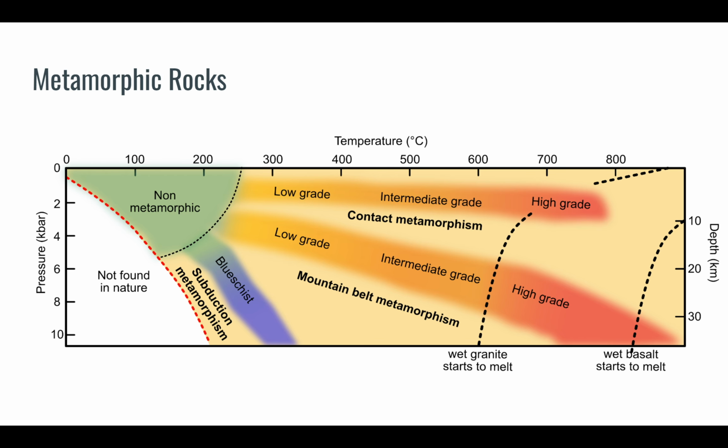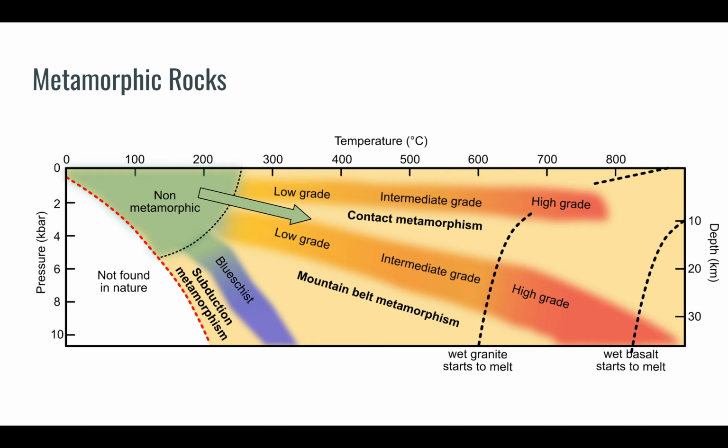The last rock type is called metamorphic rocks. These rocks form from a change in pressure or temperature. Just like sedimentary rocks, metamorphic rocks can form from all three types of rocks. If a rock is formed from a small increase in pressure or temperature, they form low-grade metamorphic rocks.